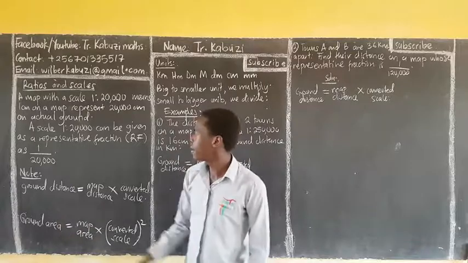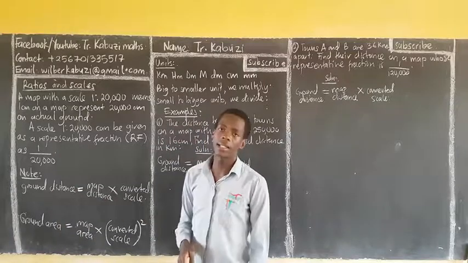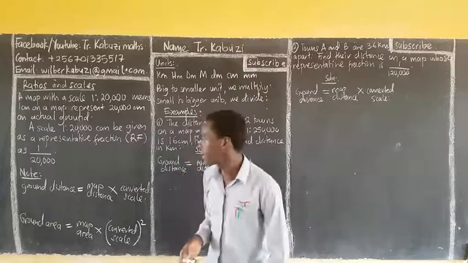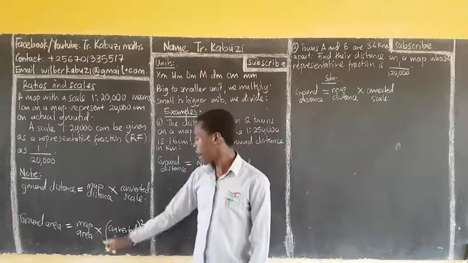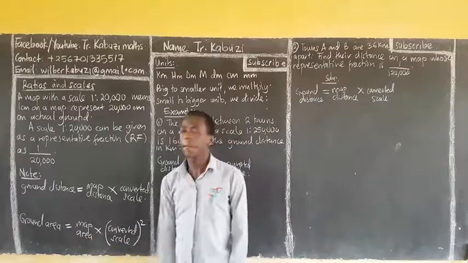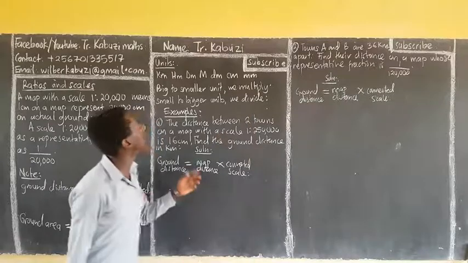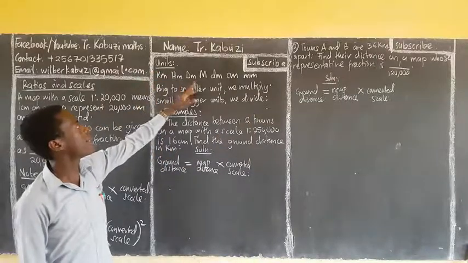And then here, if you want the ground distance, you always get the map distance times the converted scale. We are going to see how we convert those scales. For the ground area, you get the map area times the converted scale, but squared, because we are dealing with area.